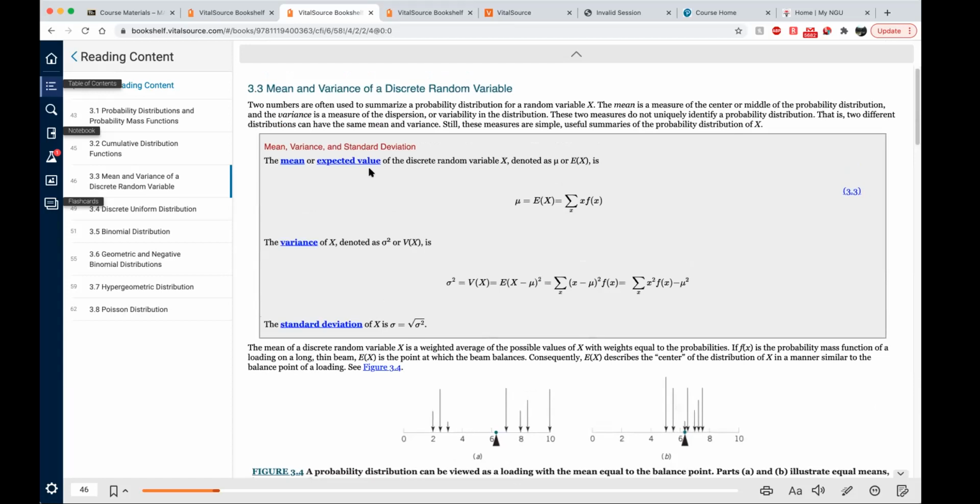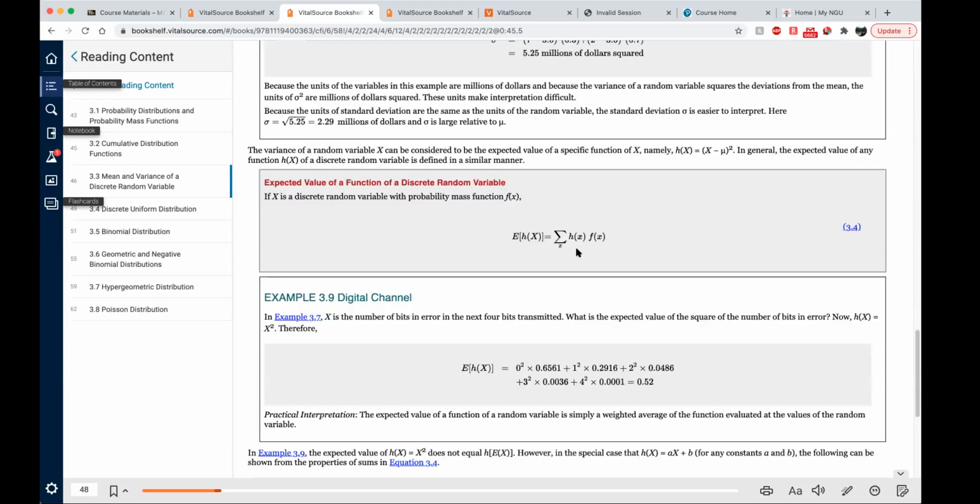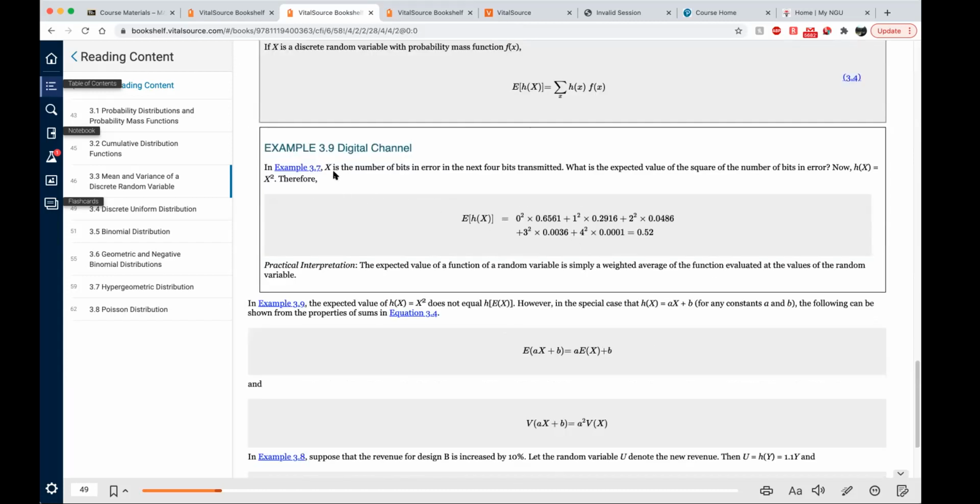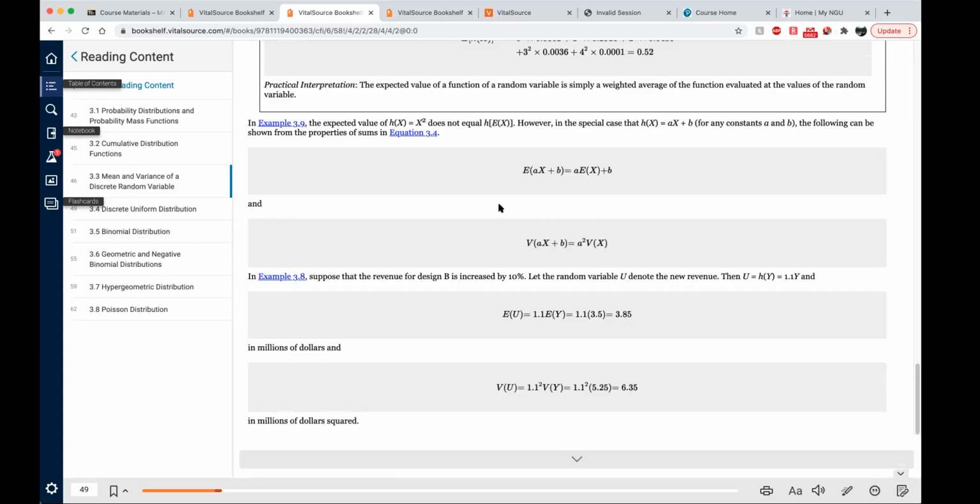So the expected value of the random variable x is just the sum of x times f of x, and the expected value of h of x is going to be the sum of h of x times f of x. Okay, here's example 3.9, but let me skip it. This is really simple. I believe you can understand that example. And then the other one, expected value by linearity. What that means is E of ax plus b, this is a linear function, right? That can be expressed as a times E of x plus b.